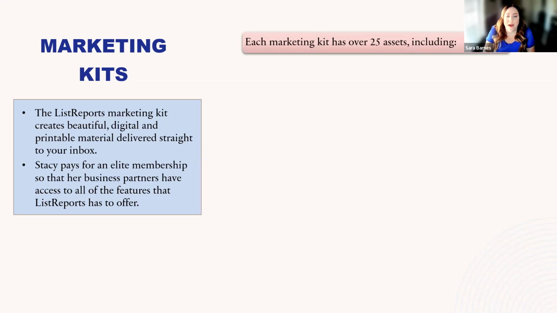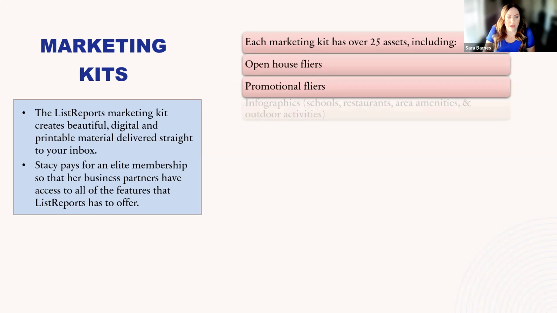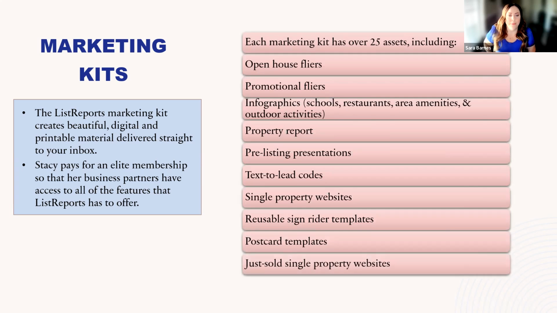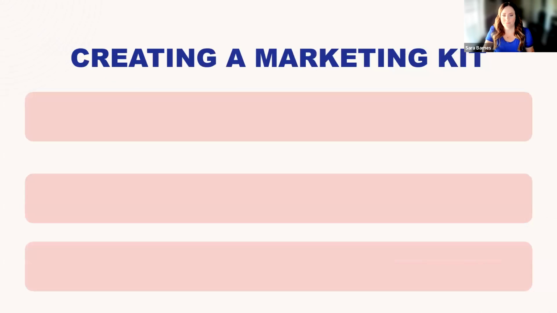So each marketing kit has over 25 assets. I'm just going to throw these up here and we can talk about them: open house flyers, promotional flyers, infographics, there's actually 4, so schools, restaurants, area amenities, and outdoor activities, property reports, pre-listing presentations, text to lead codes, single property websites, reusable sign rider templates, postcard templates, and just sold single properties. I know that's a lot of information. Once I've created the kit, it's all things that I can show you guys.